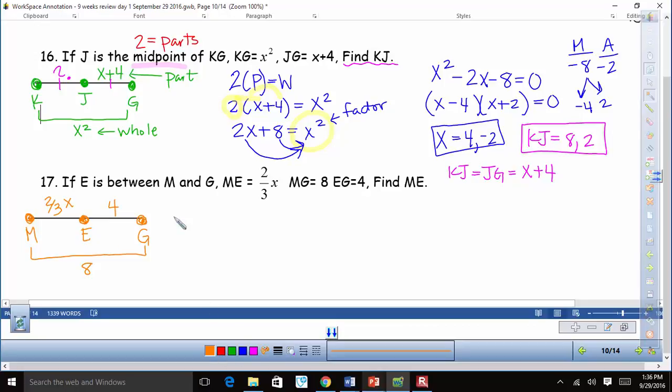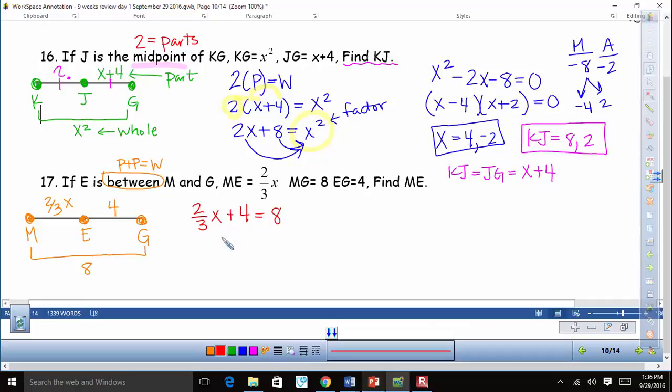Now, if it's between, what formula goes with between? Part plus part equals whole. Even if you didn't know that, what are we given? A part, and a whole. There is only one formula that uses a part, and a whole, and it's part plus part equals whole. So we're going to set this up as 2/3 x plus 4 equals our whole, which is 8. So part plus part equals whole.